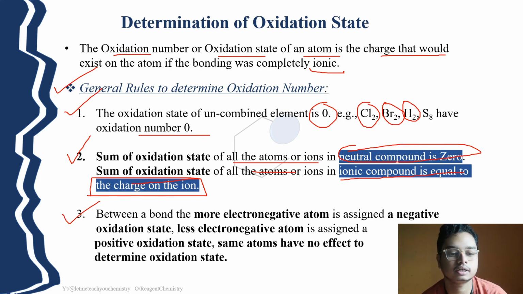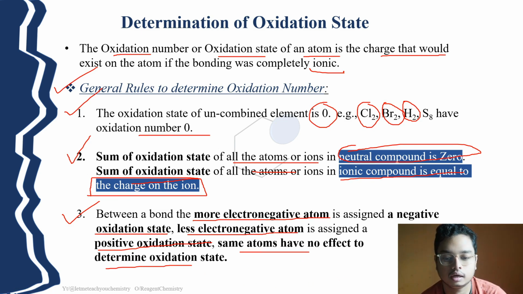And the third rule, which is also very significant in the determination of oxidation state, is that between a bond, the most electronegative atom is assigned a negative oxidation state, and the less electronegative atom is assigned a positive oxidation state. And if the compound has the same atoms, possessing the same electronegativity, then these atoms have no effect on determining oxidation state. We'll explain it in the example part next.